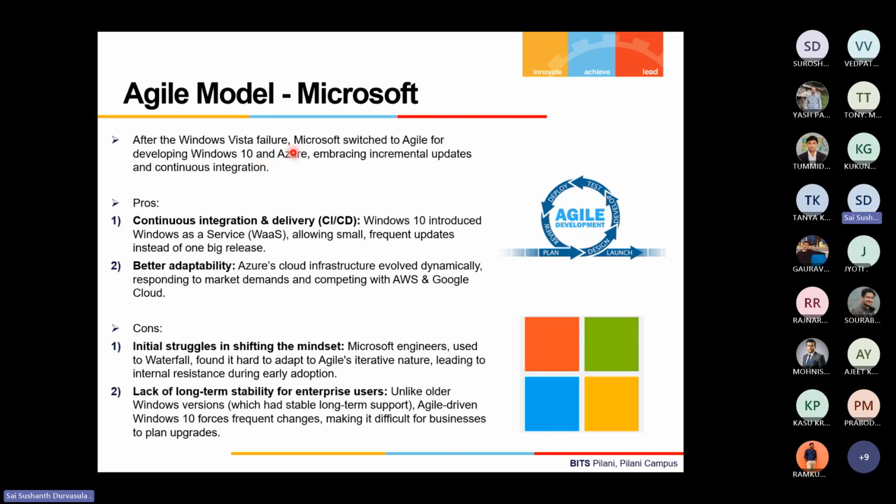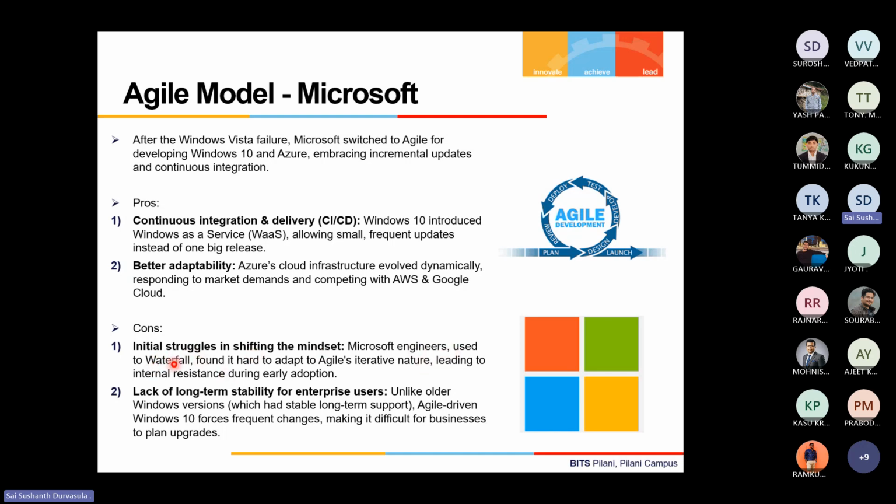So that's the shift. And even for Azure, whatever practices they had, like all of these cloud service offerings from Microsoft, the latest versions of those are available at a higher frequency than earlier, right? So that's the continuous integration. And I mean, they have a CI/CD pipeline for Windows as a service, right? And basically it was better adaptable. The only con was the mindset of those people and Microsoft engineers initially, right?